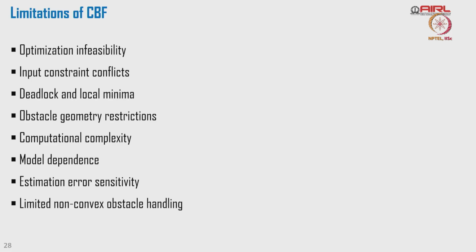Limitations: if the optimization becomes infeasible somehow, then that's a problem, right? Then input constraint conflicts can come, where one control input should be, say, less than some maximum value and greater than something else. Another control input can have a different level of constraint, so that can have a conflict, and then the solution can become infeasible to get. Then there can be some deadlock and local minima. Please read about it. Then obstacle geometry restrictions are also there. Sometimes that can create a problem. We have to be careful.